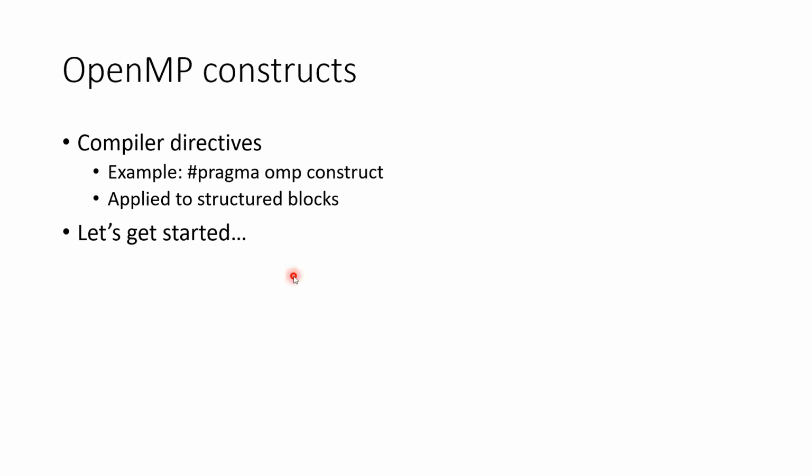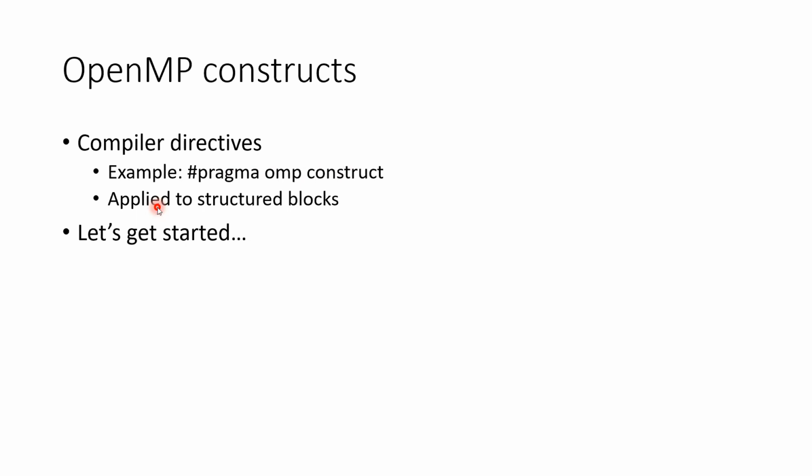Okay, so OpenMP constructs. For example, if you read this line, hash pragma omp construct, this is the way we provide OpenMP pragmas: hash pragma omp and some construct name. When you specify a construct, it is applied on a structured block of code. A structured block means that if you specify a block of code in braces, it defines a structured block which is executed one instruction at a time in sequential order.